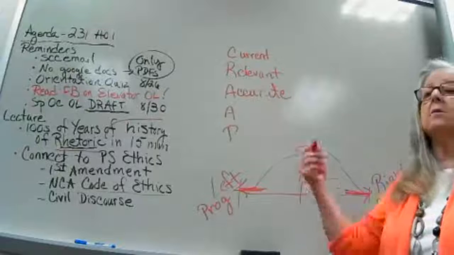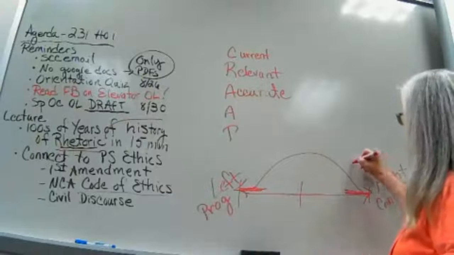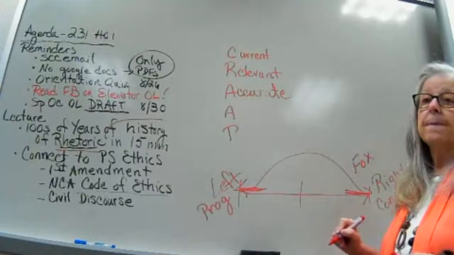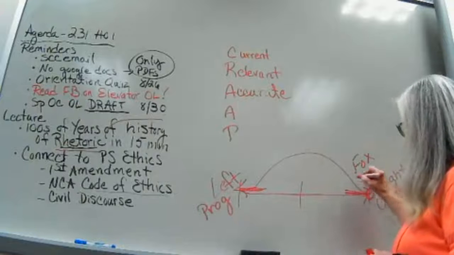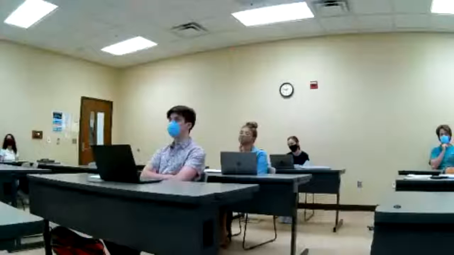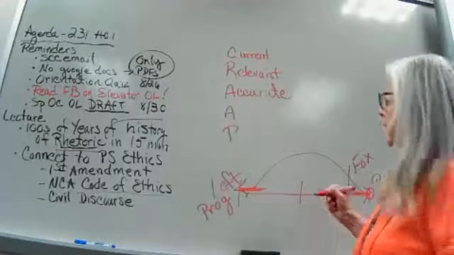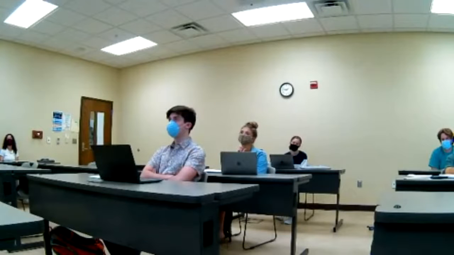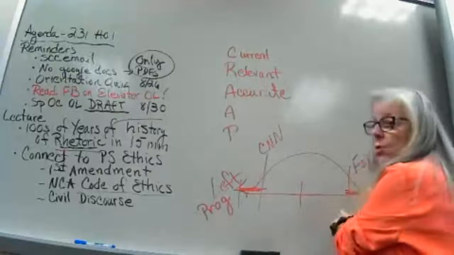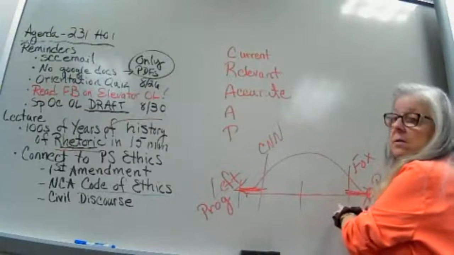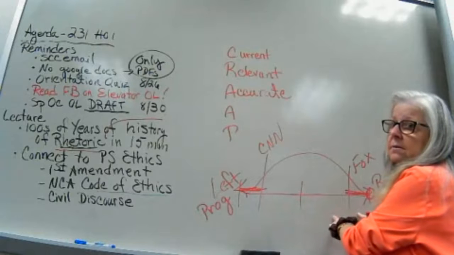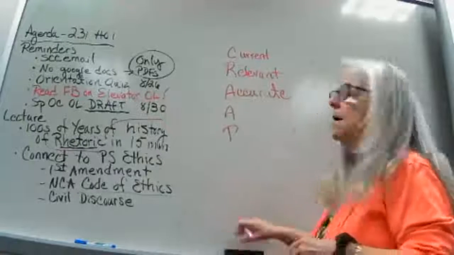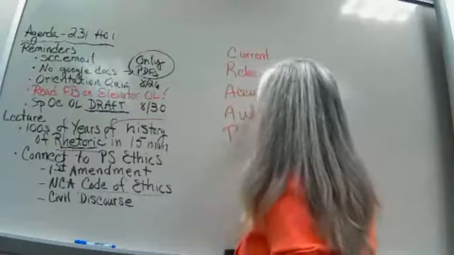If you were to look at Fox News, the majority of the time they're going to be over here. Okay, not here, probably about there. If you're going to be looking at CNN, they're probably going to be over here. All right? If your data is only from one of these sources, then you are not utilizing accurate data. You must bring in both sides. You must bring in multiple perspectives, because that gets you into the next A, which is authoritative.